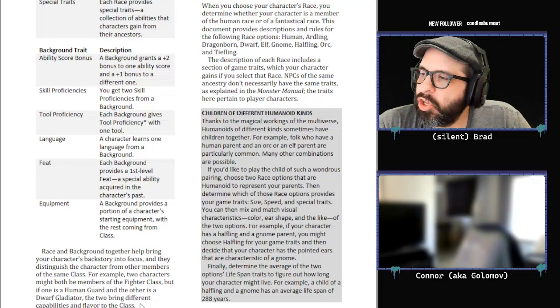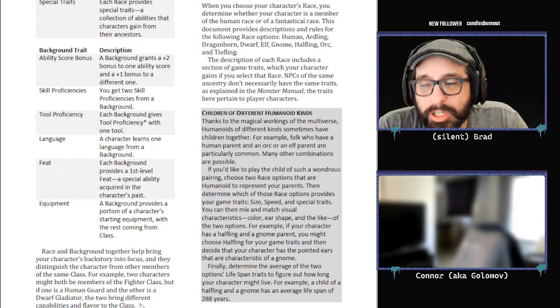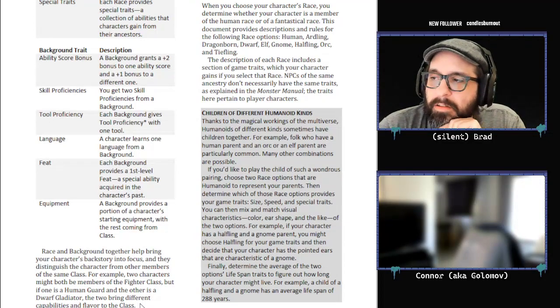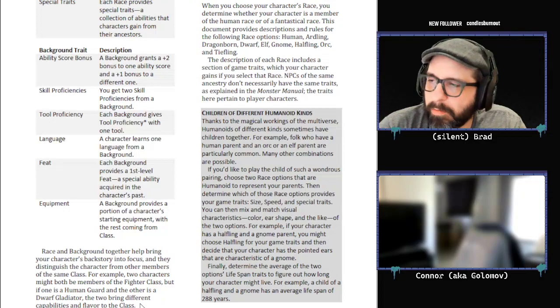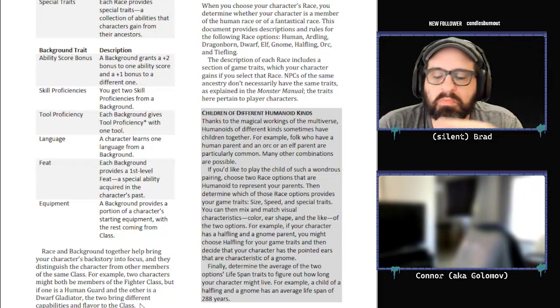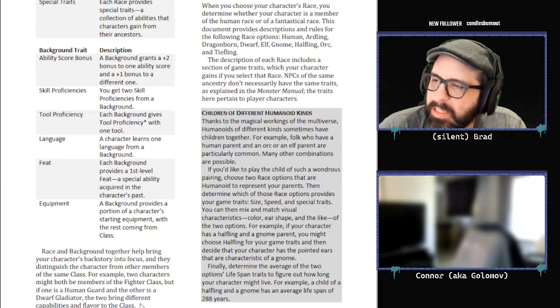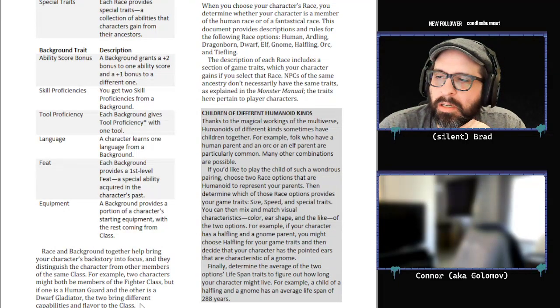And then your background is also where you get your language, which again also makes sense. And skill proficiencies, tool proficiencies, and your equipment. They've got a big section here about half-breeds.